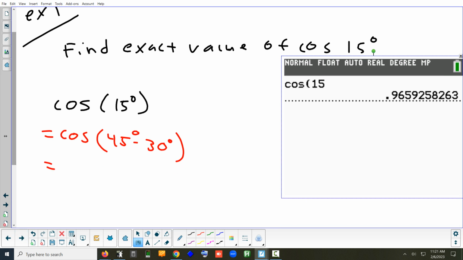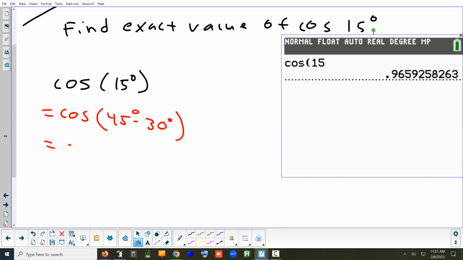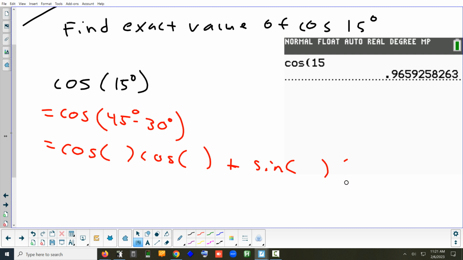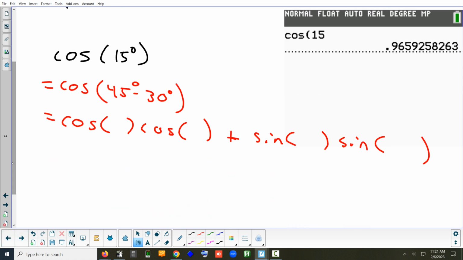Now, we're going to figure that out using this formula. Cosine of the first, cosine of the second, plus sine of the first, sine of the second. So we're going to have cosine, cosine, plus sine times sine. And now fill in your angles. First, second, first, second. In our case, 45 and 30.